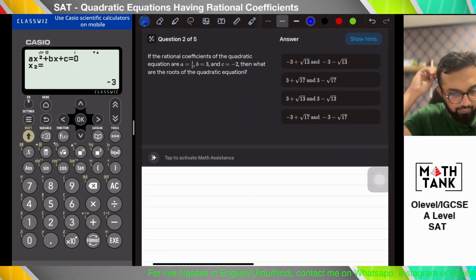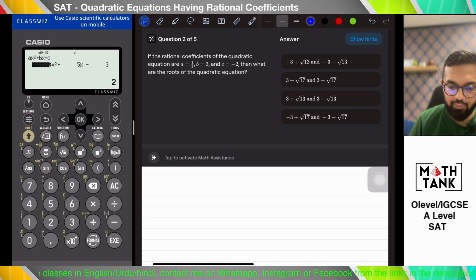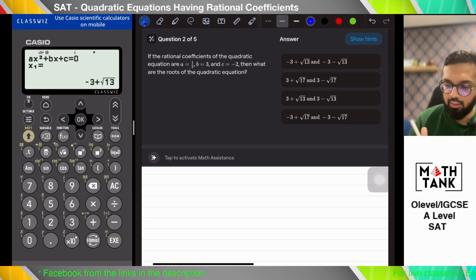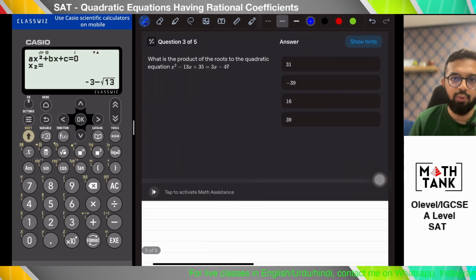It says if the rational coefficients of the quadratic expression are a this, b that, and c this, then what are the roots? So I think this is simply done on a calculator. I don't think I need to meddle around with anything else. Okay, let's verify. The first one gives me the correct answer, so that's it. Let's move on to the next question.